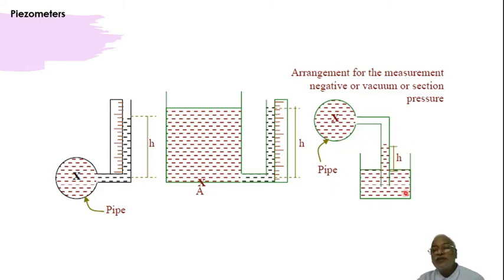Now this is the arrangement for measuring negative pressure. This one is up to atmospheric pressure, to measure pressures more than atmospheric pressure. It's a reverse piezometer, you can just see here. So this is to measure vacuum pressure. We'll understand this when we solve some numerical problems.